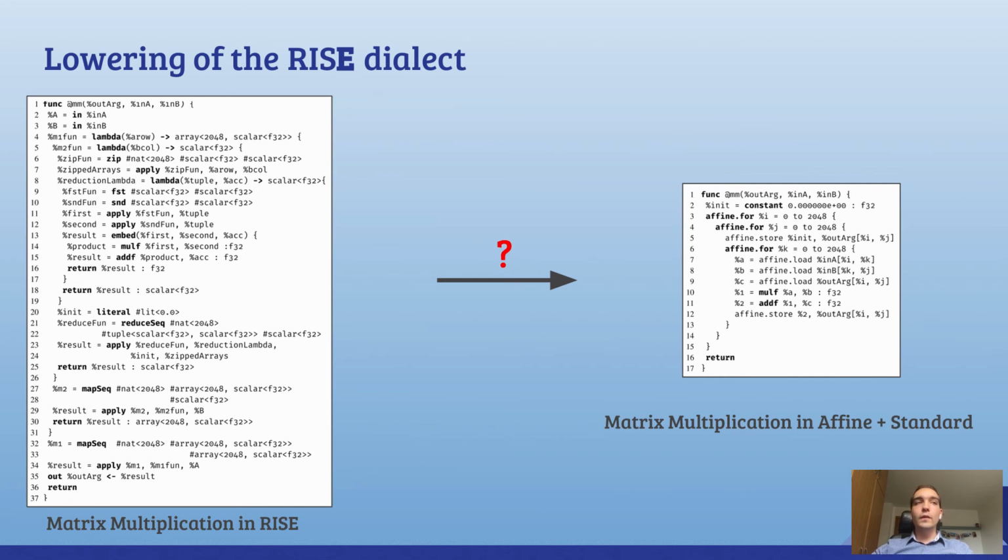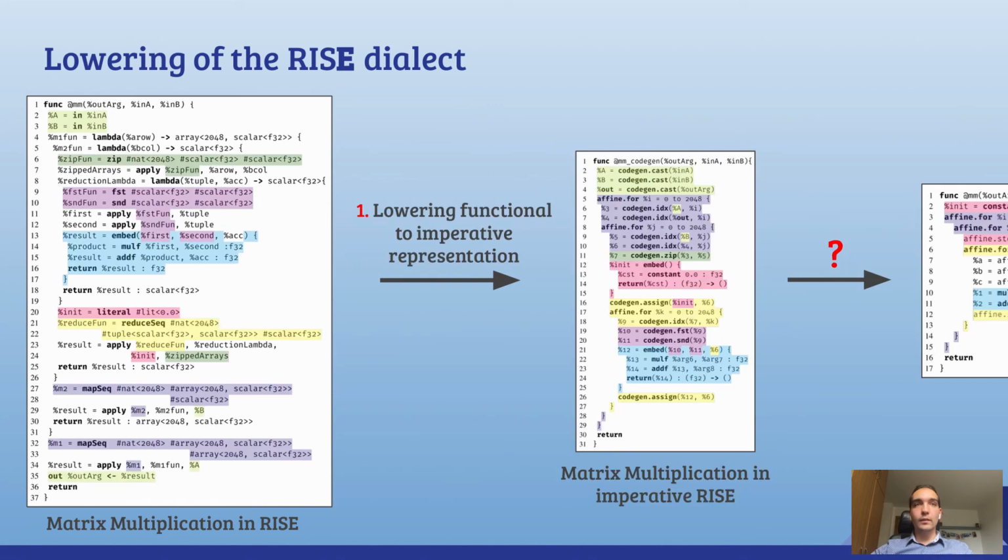So for now, let's shift the target representation to the right for a second, because our approach is a two-step process. The first step is lowering the functional representation on the left to an imperative representation, which here is in the middle. And on the left-hand side, we have the patterns like zip, map, and reduce. And in the middle, they have been lowered to loops, indexing computations, and assignments.